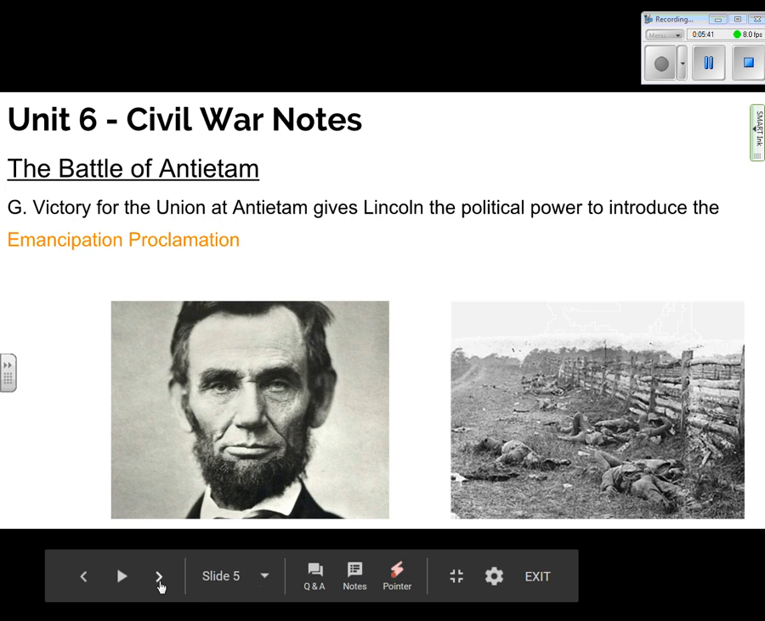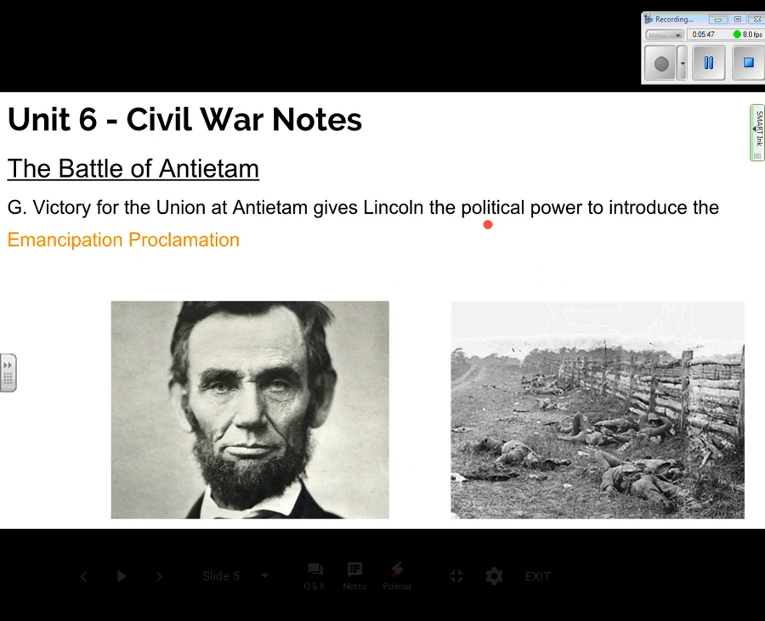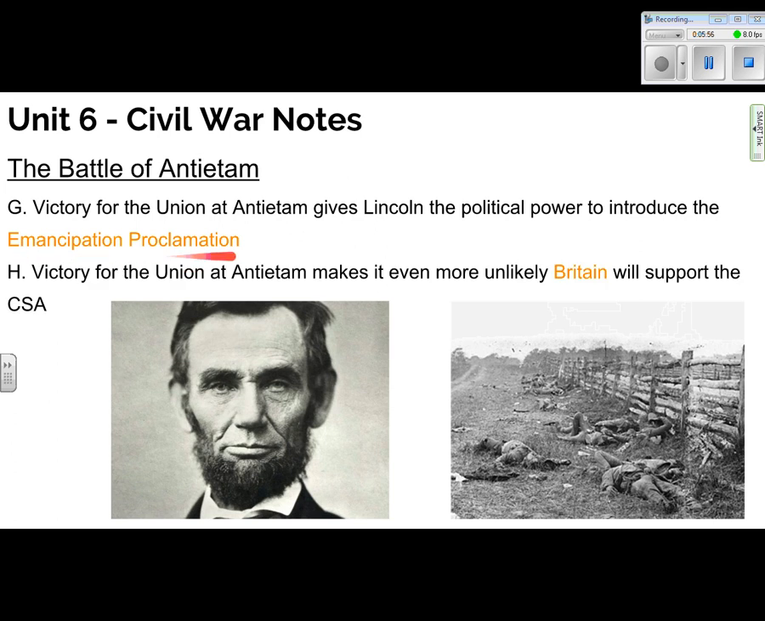Now this one we just want to kind of file away in our memory banks. The victory at Antietam for the Union gives Lincoln the political power to introduce this idea midway through the war called the Emancipation Proclamation. We'll go over the details of that, but what you need to know is that Antietam gives Lincoln the power to initiate the Emancipation Proclamation, which we'll spend a lot more time on in a little bit. And, as we said, it makes it very unlikely that Britain will support the Confederate States of America.